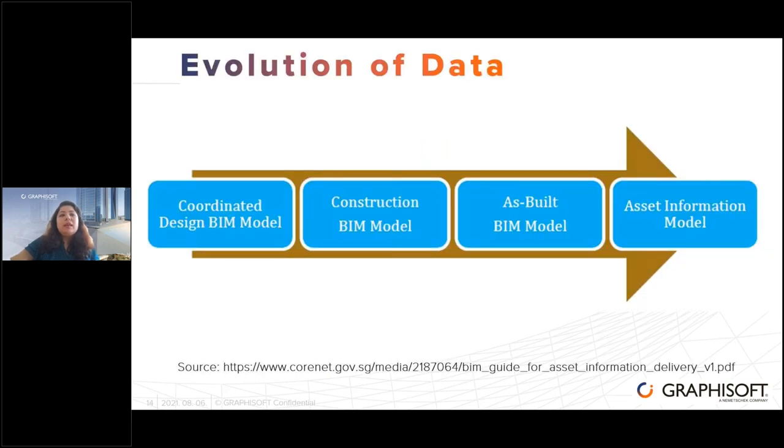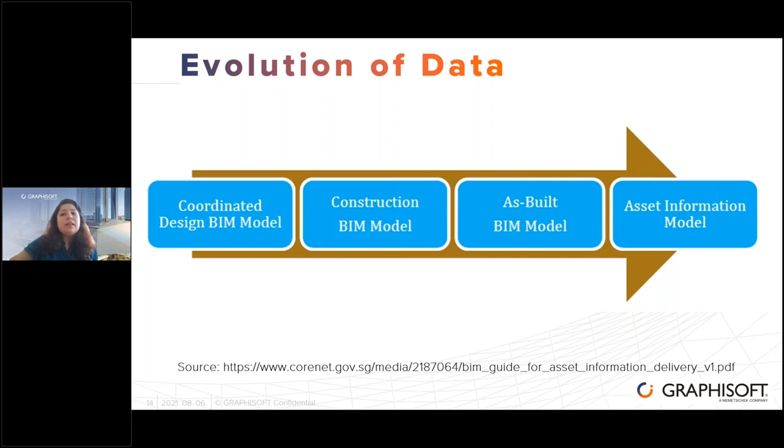So as you know, the information is going to flow from one stage to the other throughout the life cycle of any construction project. And not necessarily all information will be required at all the stages. So when the information flows, we also have to be aware of the requirement of our BIM models at each and every stage of the project.